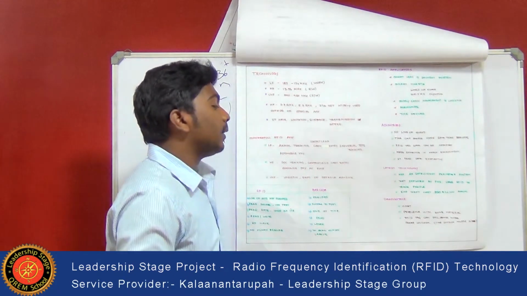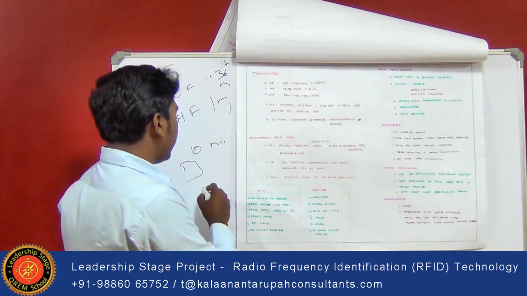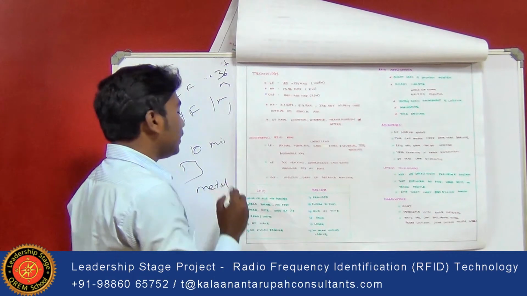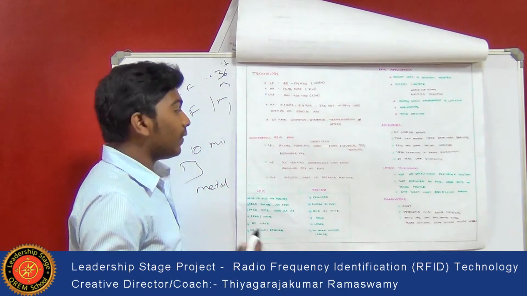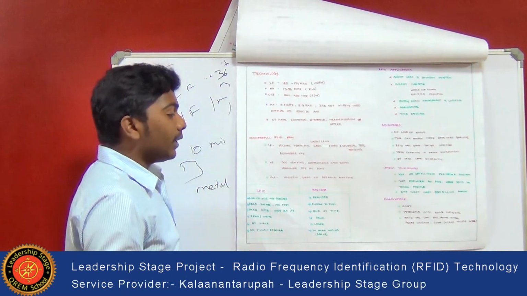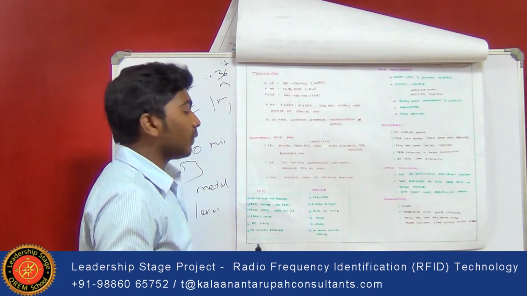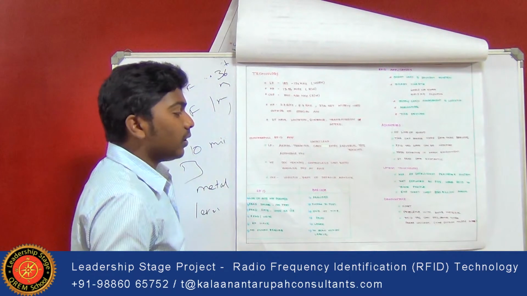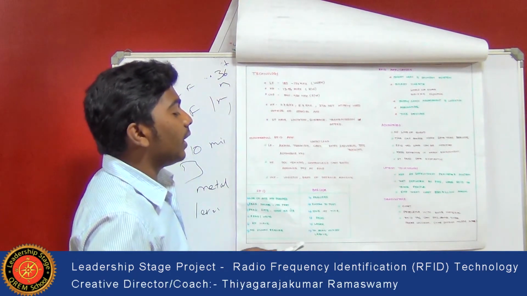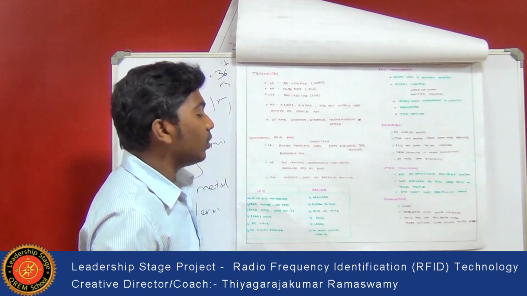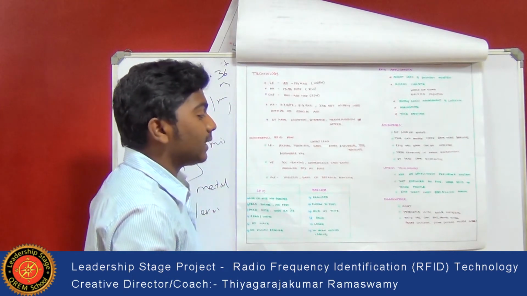The cost is high, and there are some problems: in some metals the radio frequency is reflected and absorbed. In liquids, the radio frequency is destroyed. And the main disadvantages are reader collision and tag collision. This can be overcome by time division multiple access.